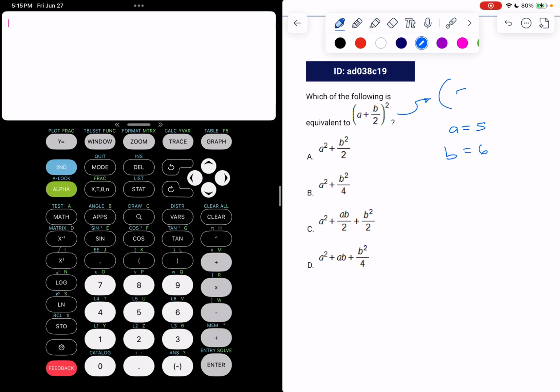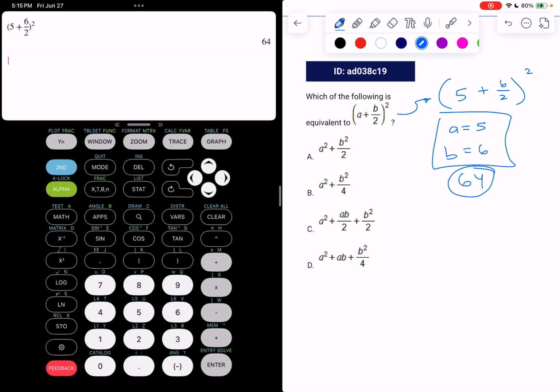We have 5 plus 6 over 2 squared. Let's see what that would be. That's 5. 6 over 2, that's 3. So I'm just going to punch this into my calculator. 5 plus 6 over 2 quantity squared. Let's see what we get. 64. Okay, so we're looking for 64 when a is 5 and b is 6.